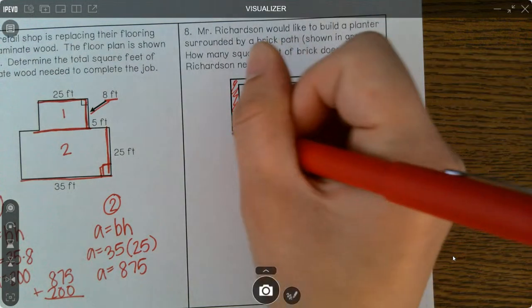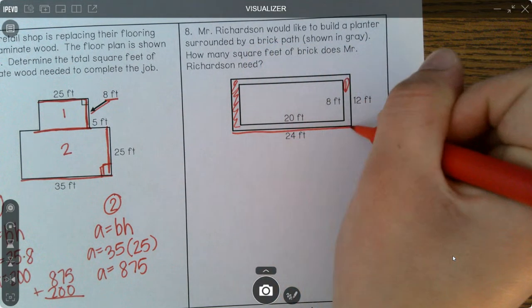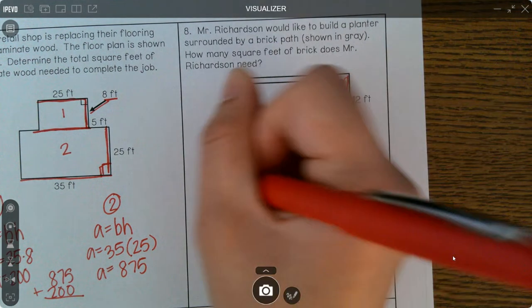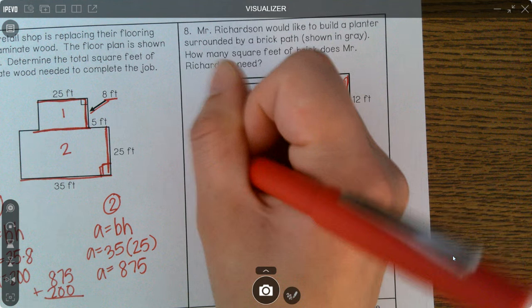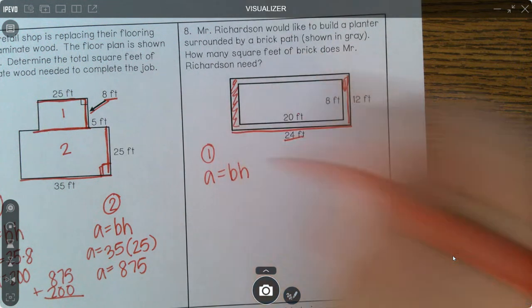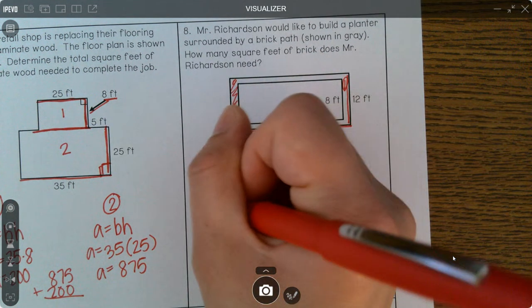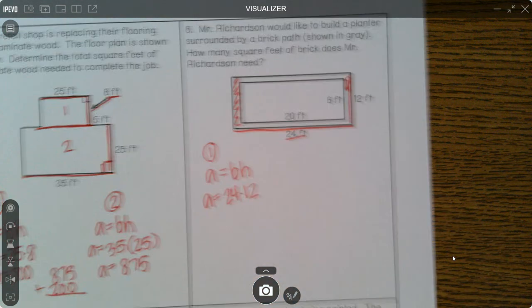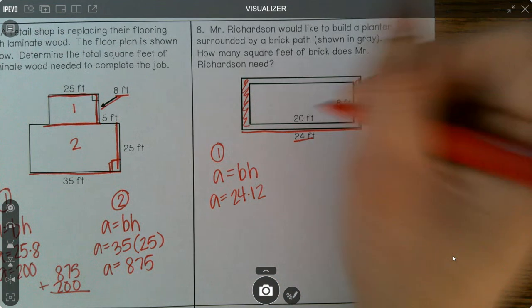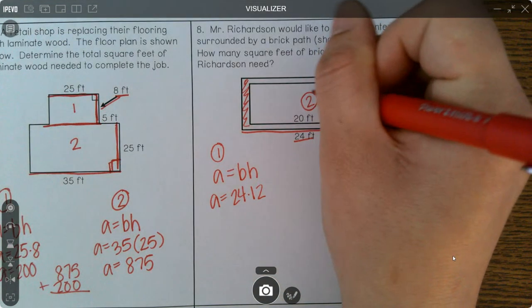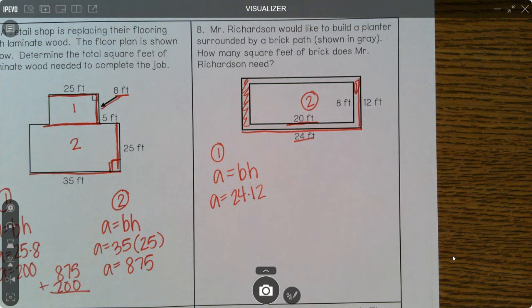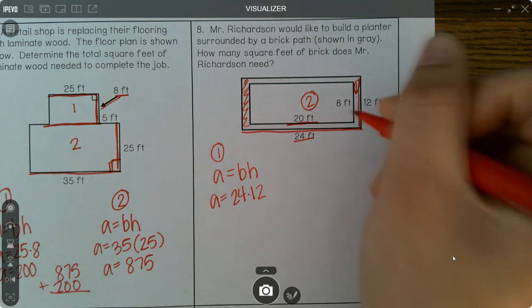So the base of shape 1 is what? It's going to be 24, and the height being 12. So when I plug in A equals BH, I have area equals 24 times 12. Now, if I were to find the area of shape 2, that's going to be my inside measure. So my base is 20. What would be the height of shape 2? It's going to be 8.